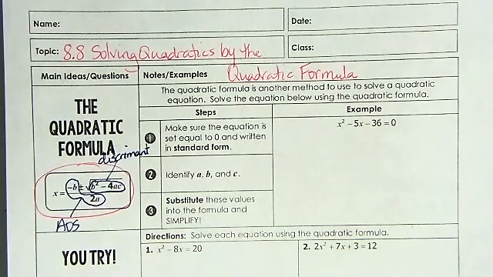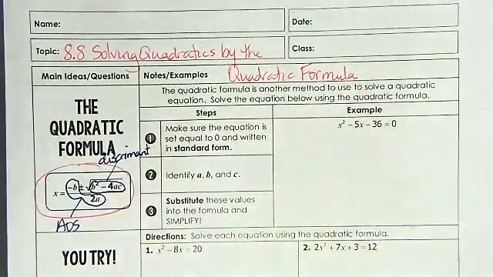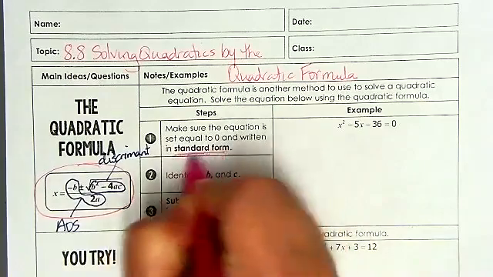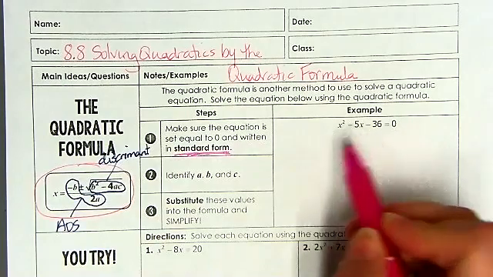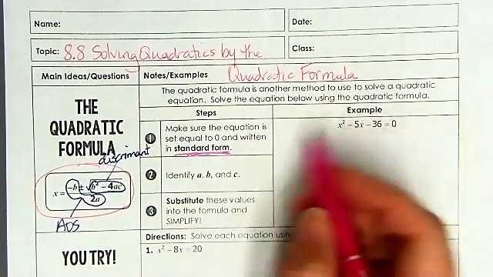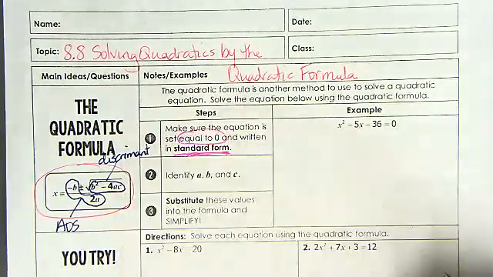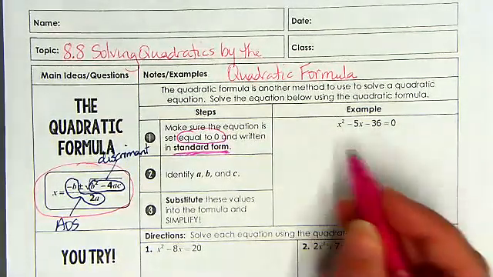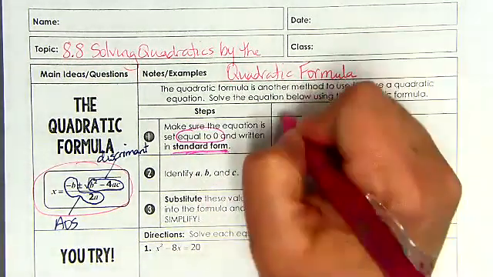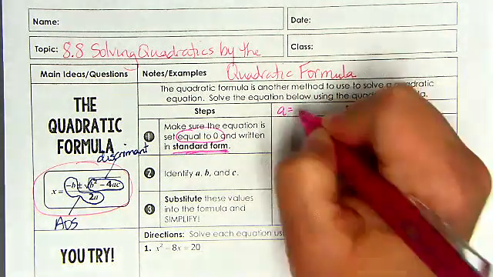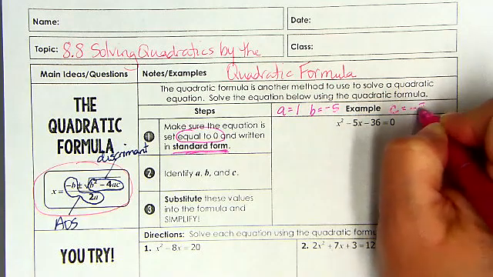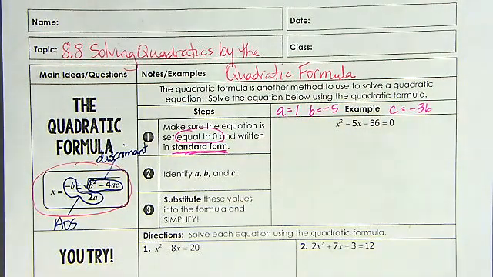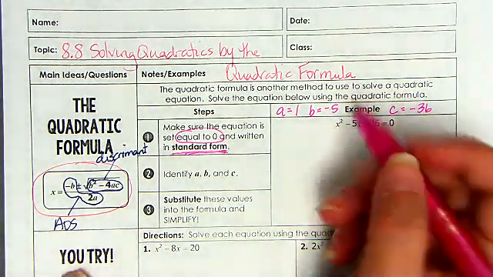The big thing you have to remember is it must be in standard form. It has to be in this y equals ax squared plus bx plus c form. You've got to get it equal to 0. So if it's not, you have to rearrange it. This one is very nice for us. So the first thing that we're going to do is label what a equals, which is 1, b equals -5, and c equals -36. Yes, you must label them. And then we substitute these values into the quadratic formula and simplify. Plug and chug. Here we go.